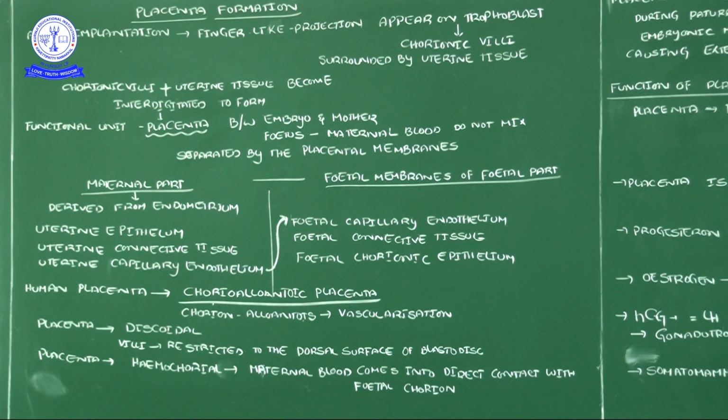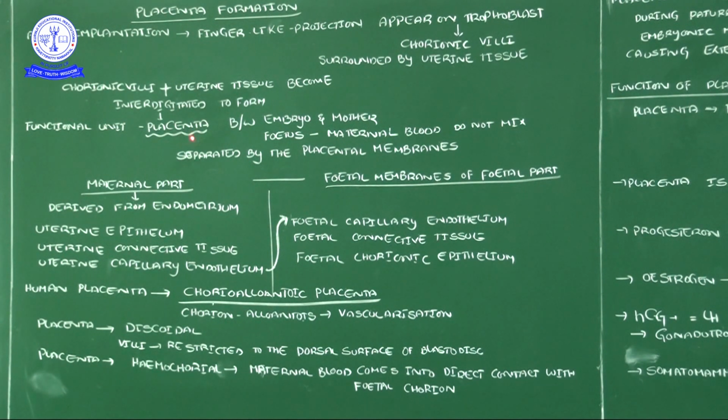So the extra-embryonic membrane, the chorionic villi, is integrated with the uterine tissue; both are interdigitated. That means there are fingers: some fingers originate from the chorionic villi, and some finger-like structures are formed by the uterine endometrium. Both finger-like structures are interconnected, that is, interdigitated, to form a functional structural unit that we call the placenta.